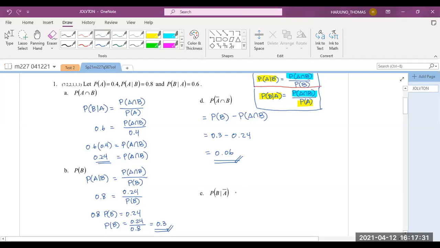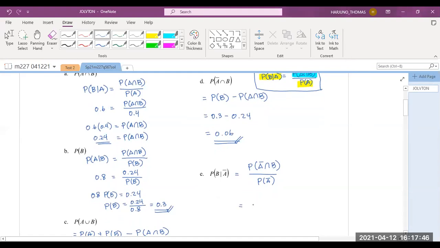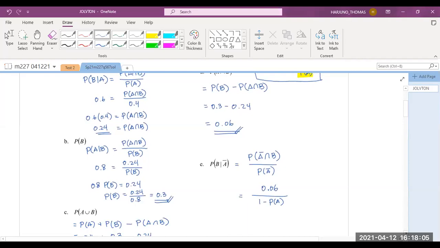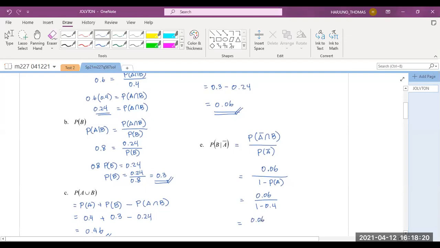And how about the probability of B given not A? That's the probability of the intersection over the probability of the condition. That's the formula for conditional probability. Now, the probability of not A but B, we already got in part D. The probability of not A is 1 minus the probability of A, which is 0.4, as I remember. Yeah, the probability of A is 0.4. And then that's 0.06 over 1 minus 0.4. That is 0.06 over 0.6. That will be 0.1, I believe.